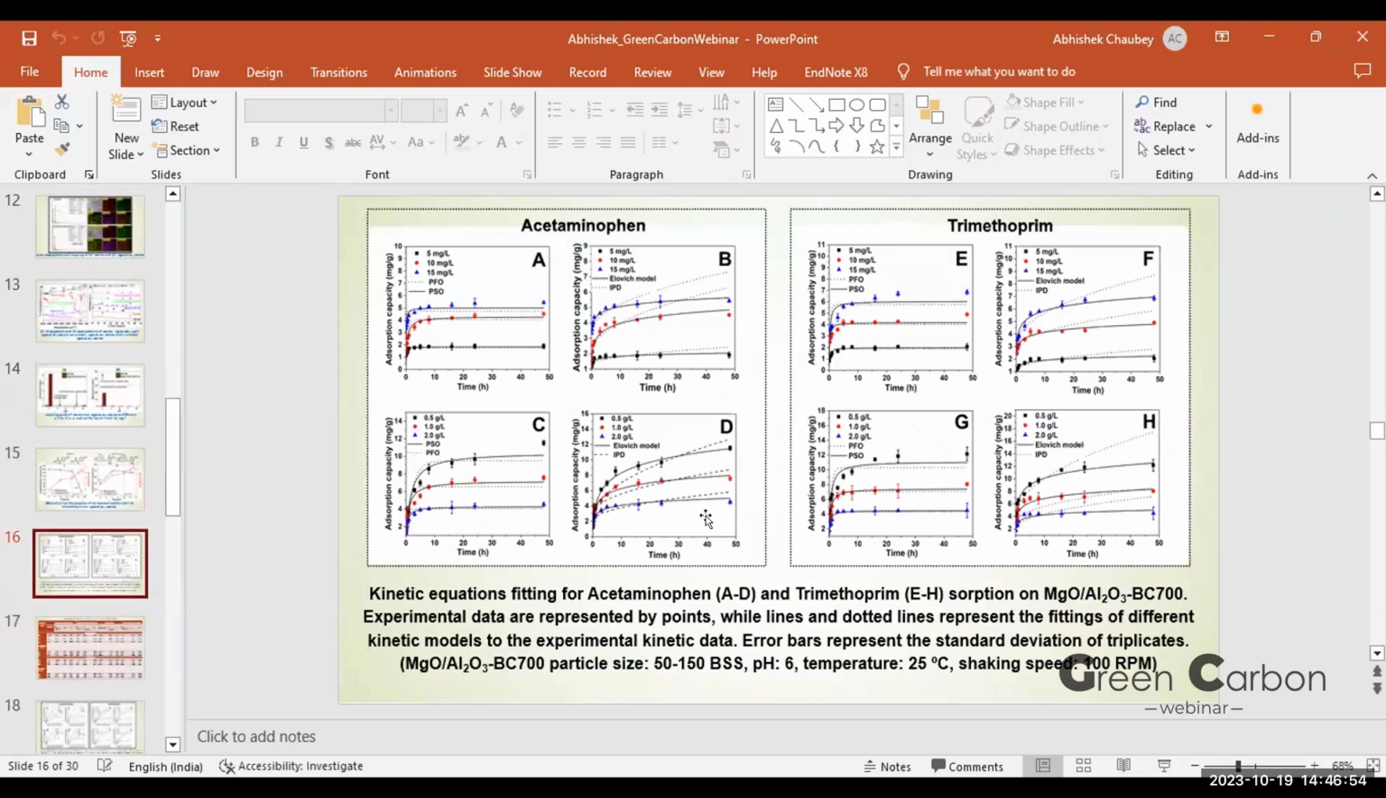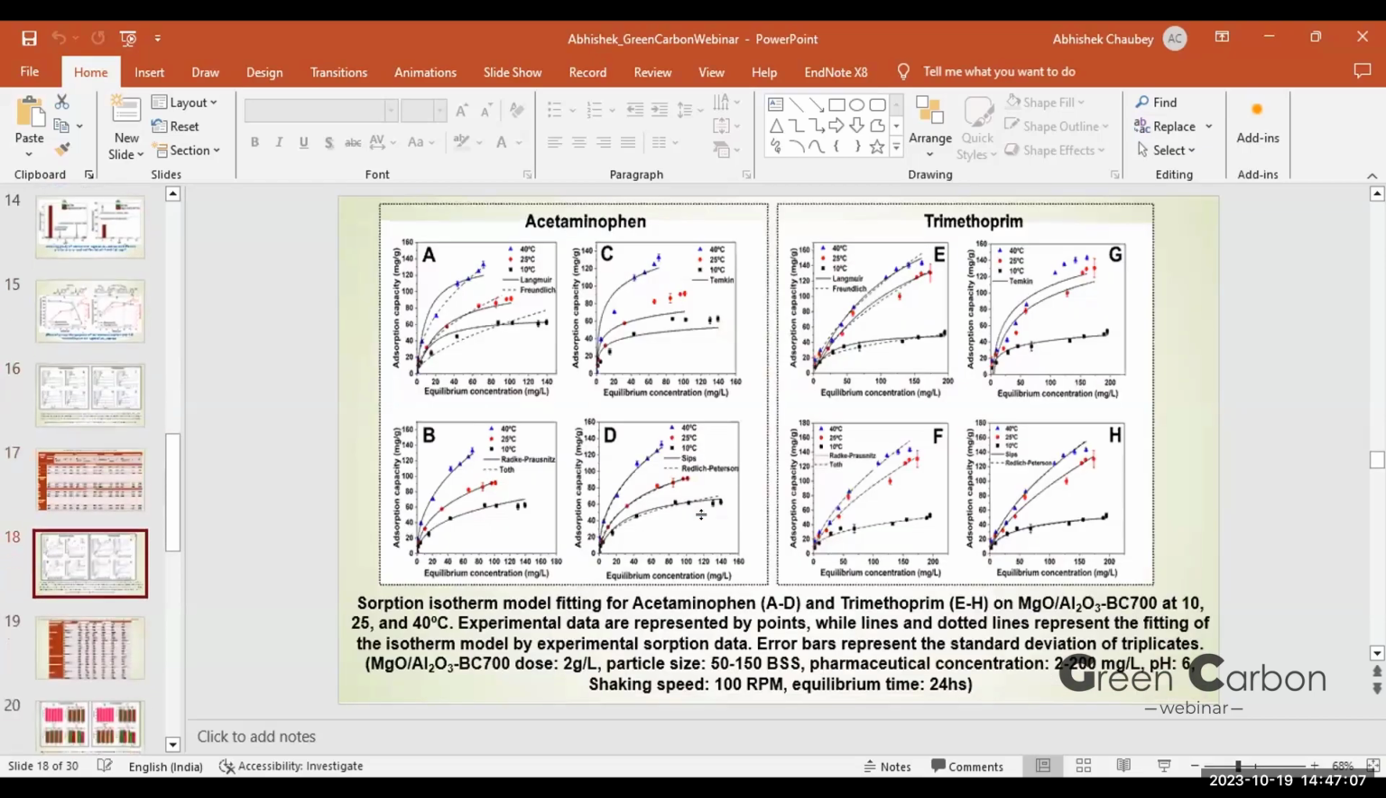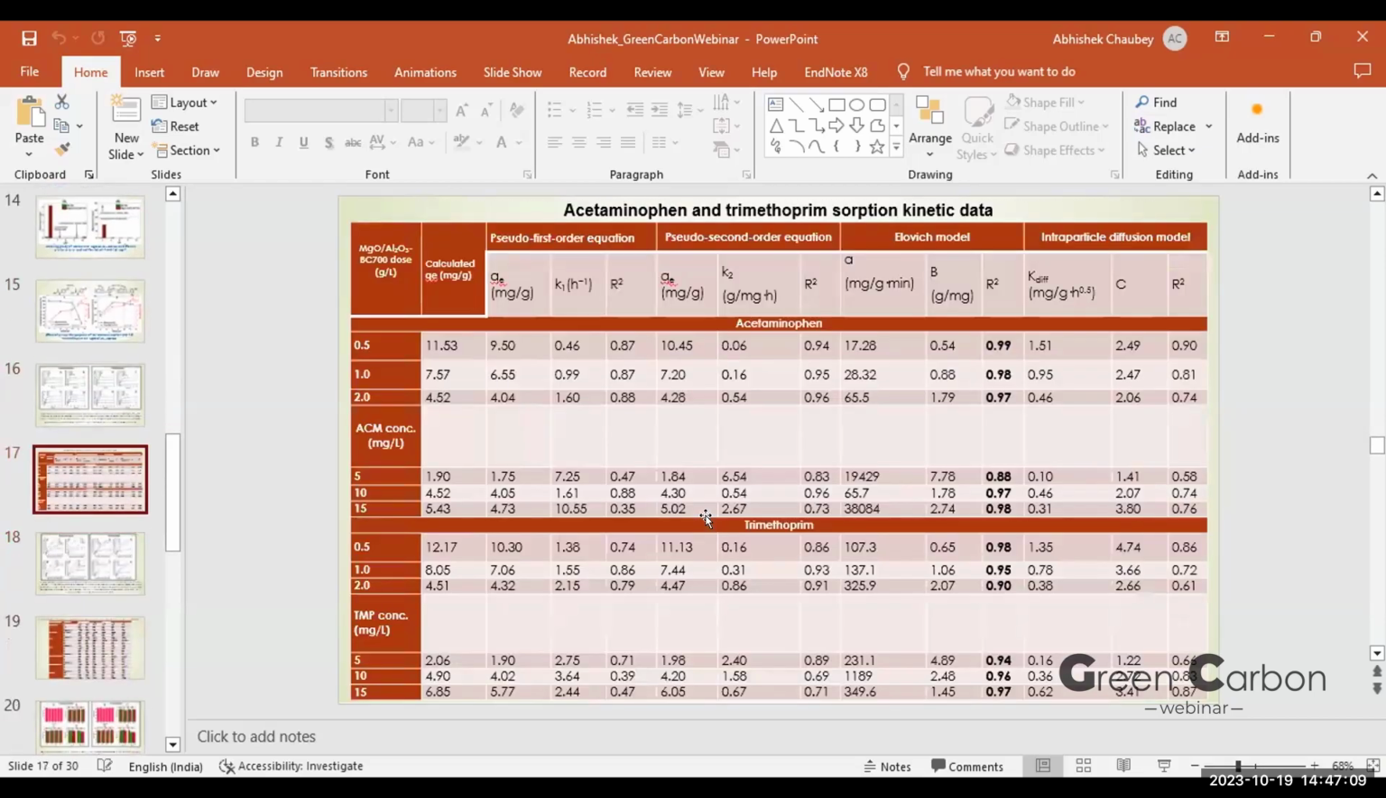After that, we performed the kinetic study, and we found that the sorption equilibrium was achieved within 6 to 8 hours. We also fitted the obtained data to the pseudo-first-order, pseudo-second-order, Elovich and intraparticle diffusion models. These are the results for those models. We can see that the Elovich model fitted best, which supports chemical interaction, and also supports that the nature of the adsorbent is strongly heterogeneous.